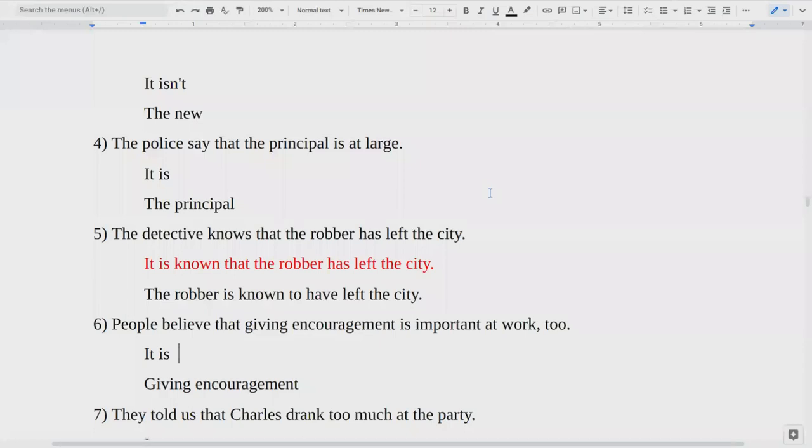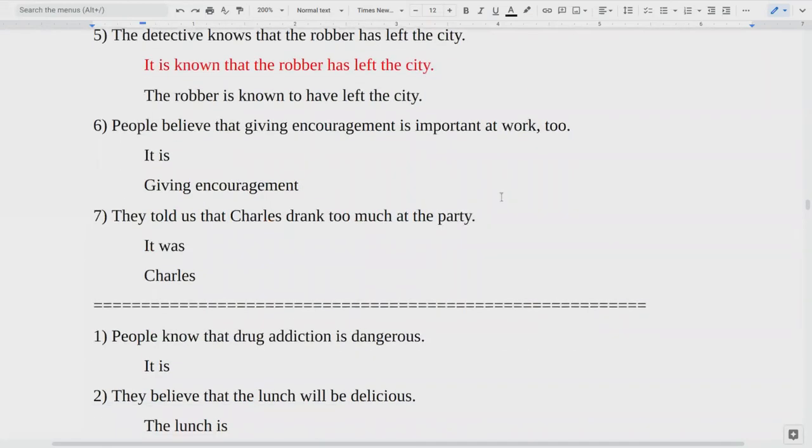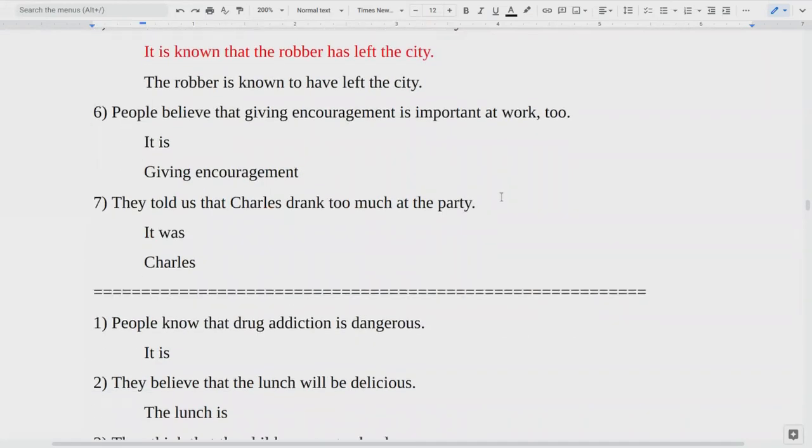People believe that giving encouragement is important at work too. It is believed that giving encouragement is important at work too. Giving encouragement is believed to be important at work too.